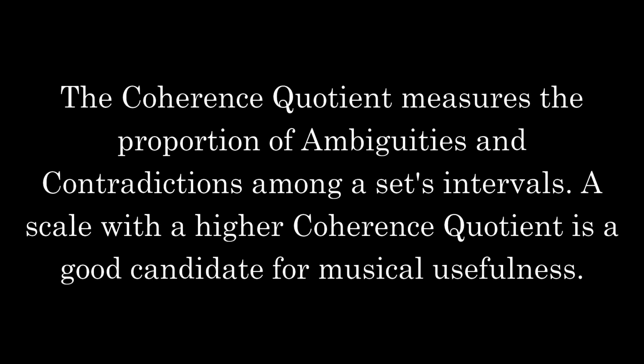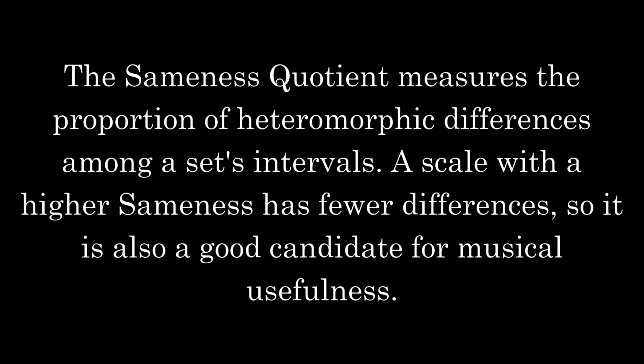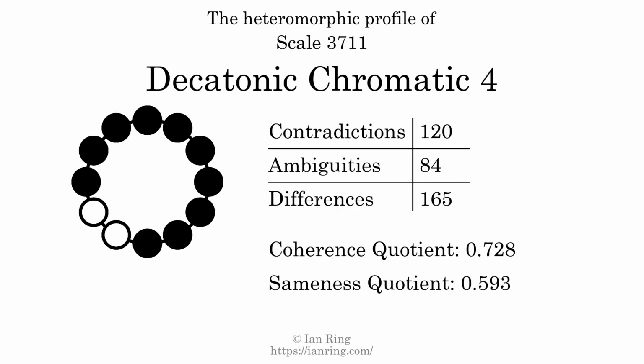The coherence quotient measures the proportion of ambiguities and contradictions among a set's intervals. A scale with a higher coherence quotient is a good candidate for musical usefulness. The coherence quotient is 0.728. The sameness quotient measures the proportion of heteromorphic differences among a set's intervals. A scale with a higher sameness has fewer differences, so it is also a good candidate for musical usefulness. The sameness quotient is 0.593.